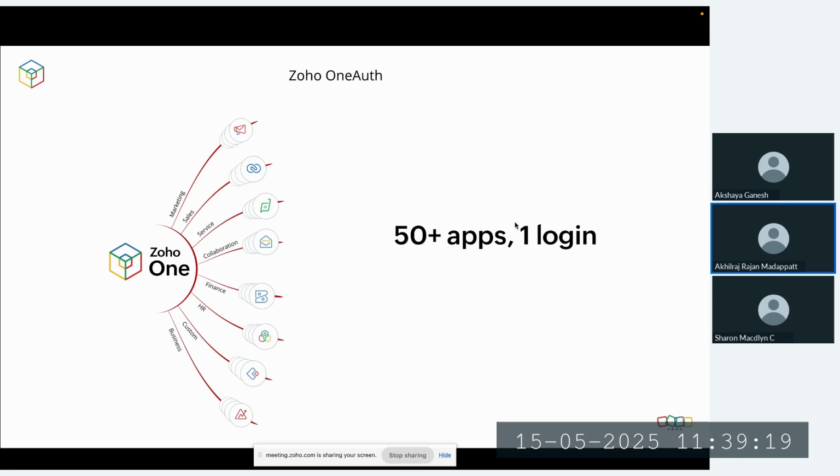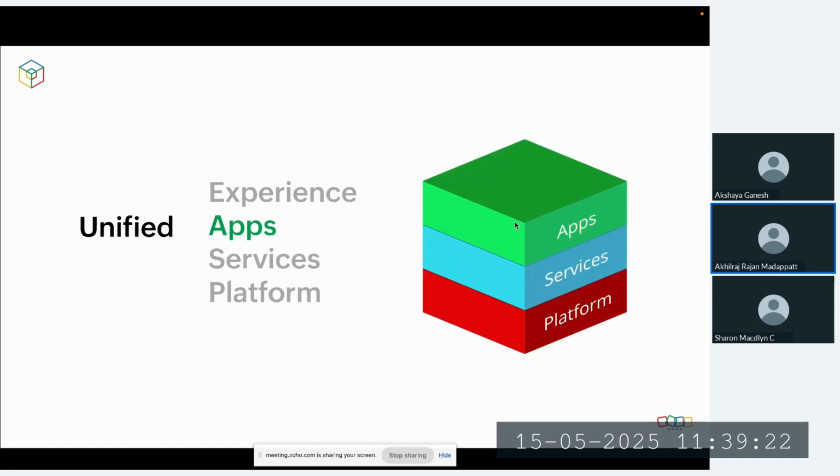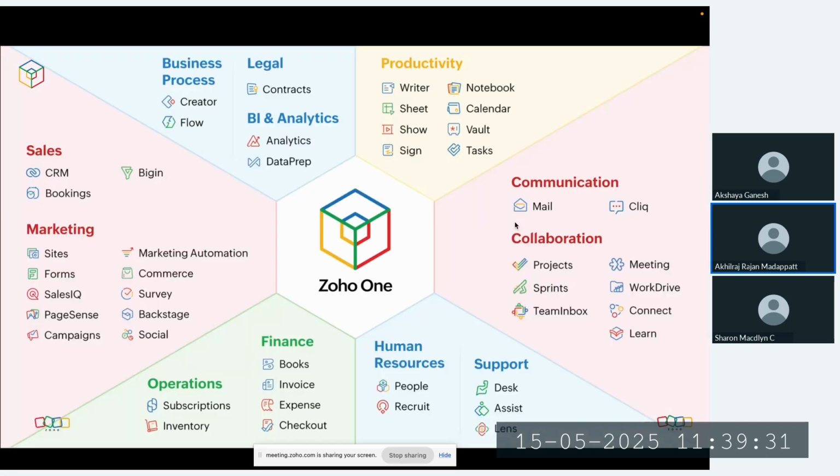Now, let's have a look at the unified apps. We have apps spanning across 12 plus departments. We have covered major aspects of businesses where technology could make the business processes efficient. For example, let's say I have a company and I'm using Zoho Sales application and an HR application, and I have a third-party tool for productivity and collaboration.